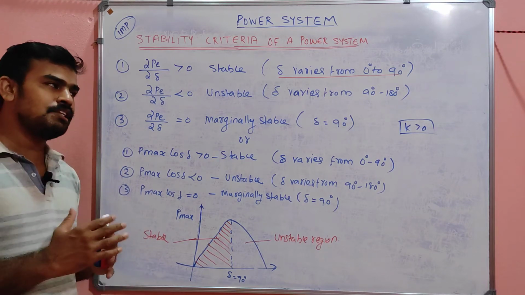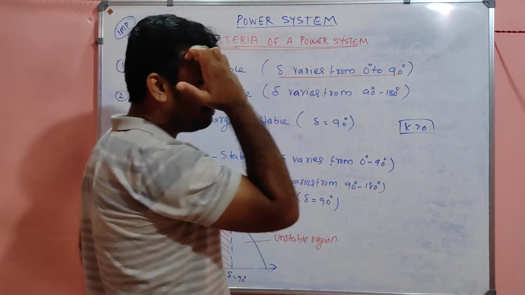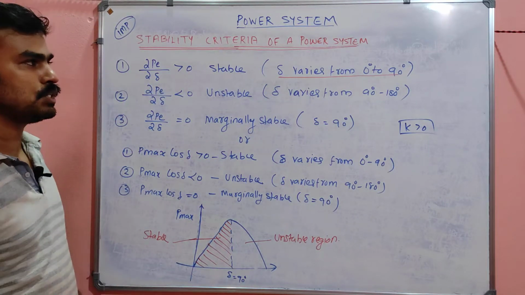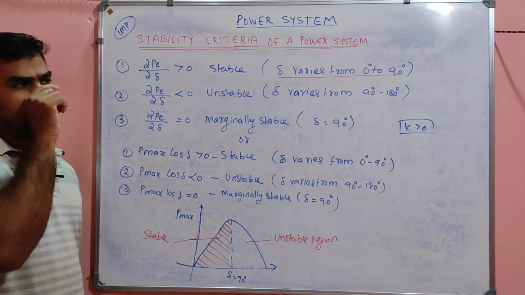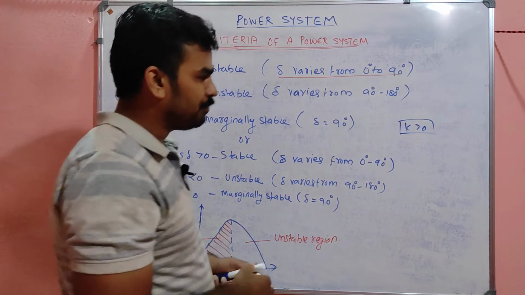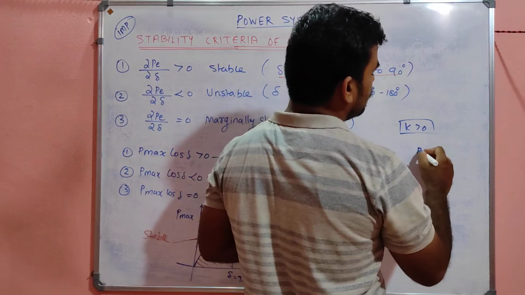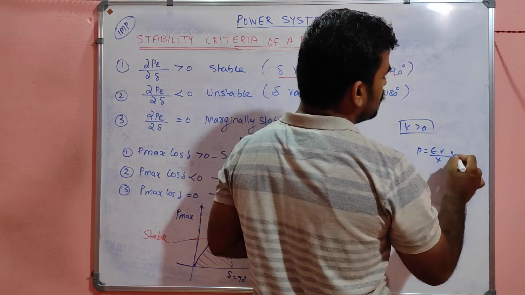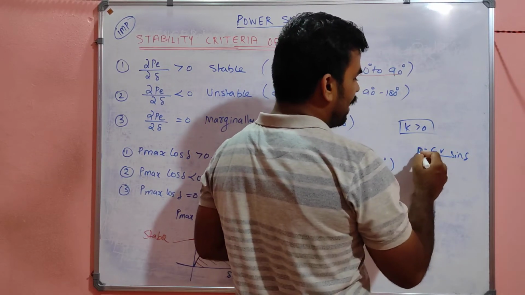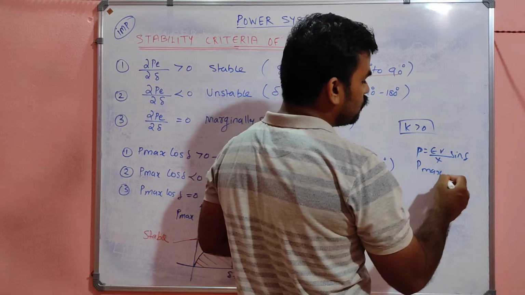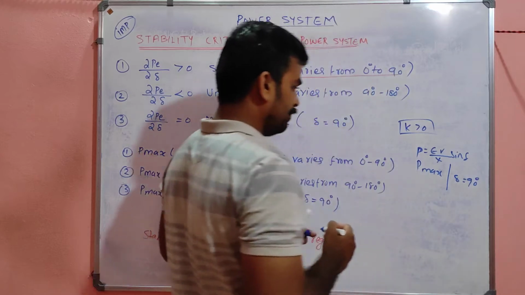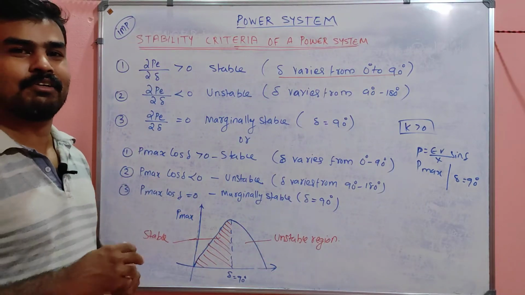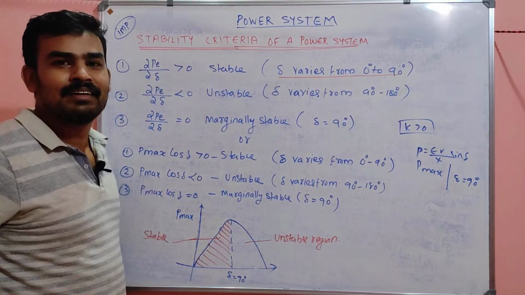That's all. So in short, we can say that the variation of del will be from 0 to 90. Why does this 90 happen, my dear? Because the power equation P is equal to what? The basic power equation P is nothing but EV divided by X into sine del. So P max happens when del is equal to 90 degree. So maximum power will be there.